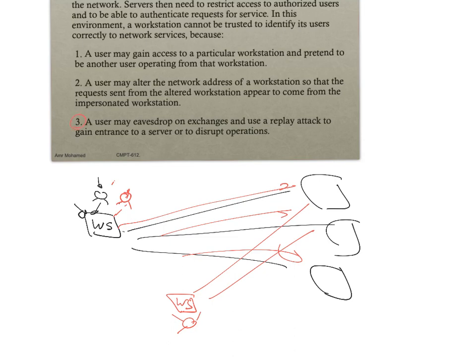Then comes the third one, which is a user may eavesdrop on an exchange of messages, and he can get this message and replay it at a different time, even if it's encrypted. This is what we call a replay attack. Okay? So these are different attacks that we need to worry about in these types of systems.